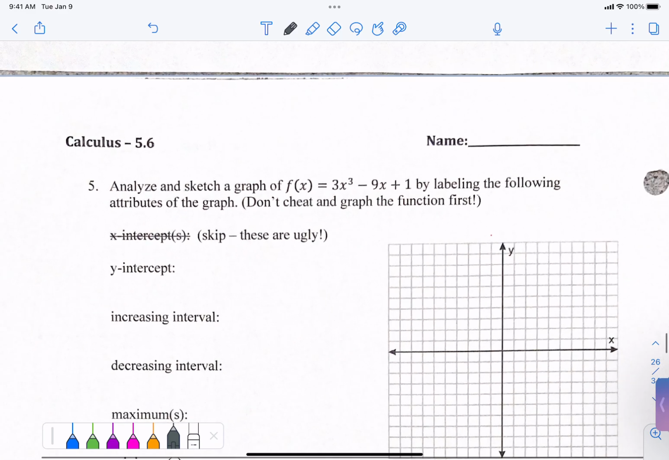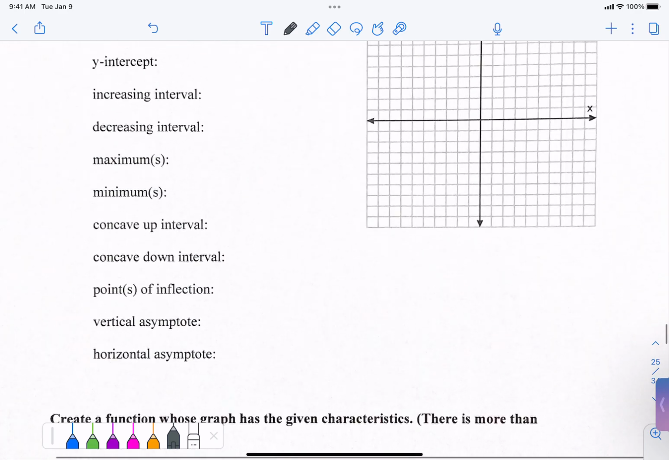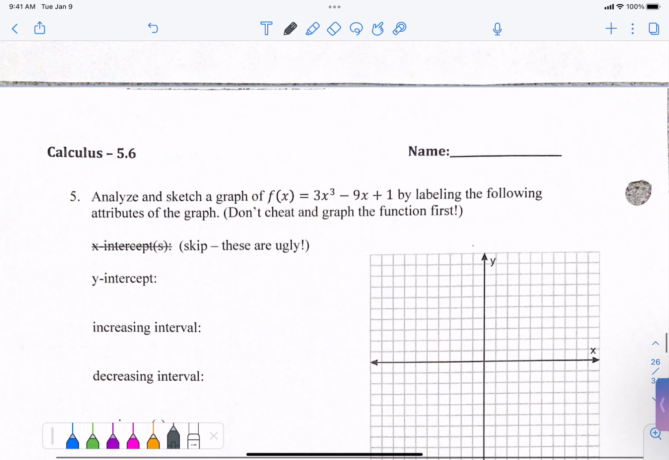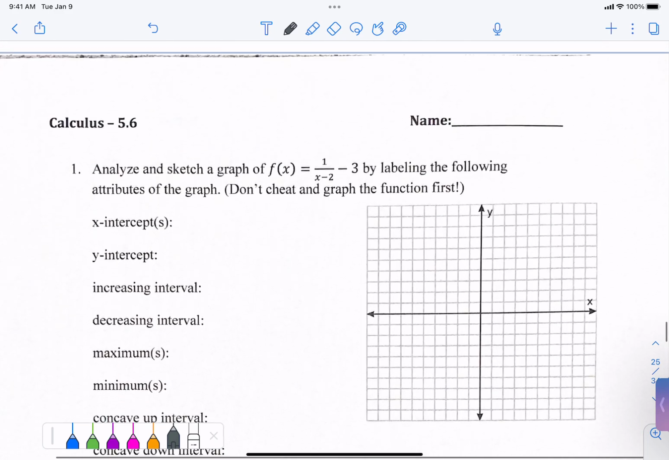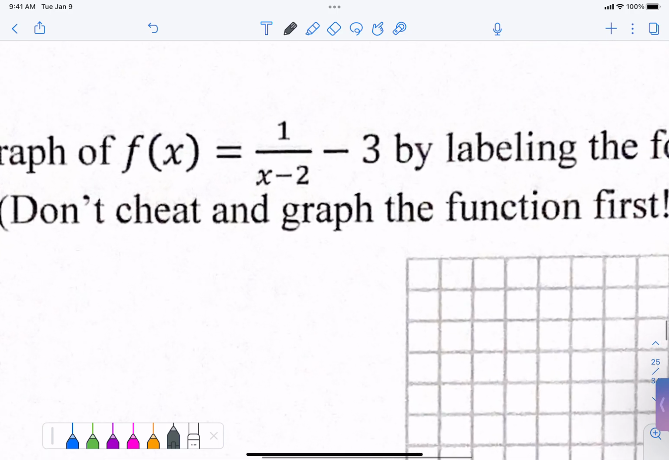I said skip these, they're ugly, for number 5. So x-intercepts, don't find your x-intercepts. The back side is going to be nice because it is not going to have any VAs or HAs or any domain errors. This one, not so nice, because it's going to have a VA and an HA and the quotient rule. No. We do this one together, at least to begin with.